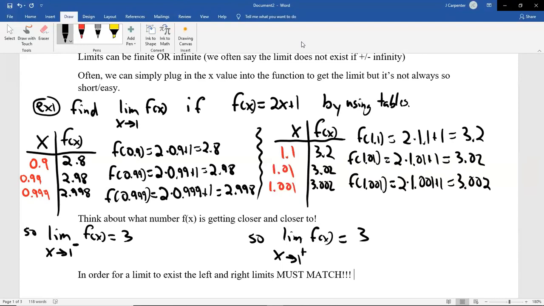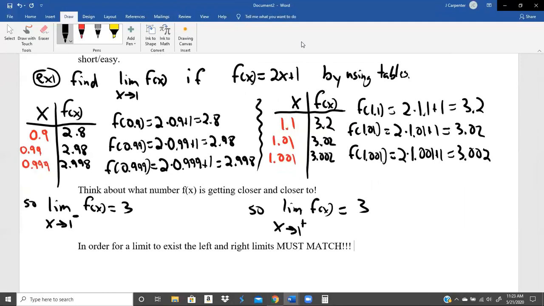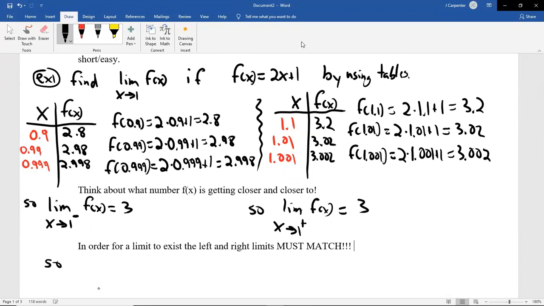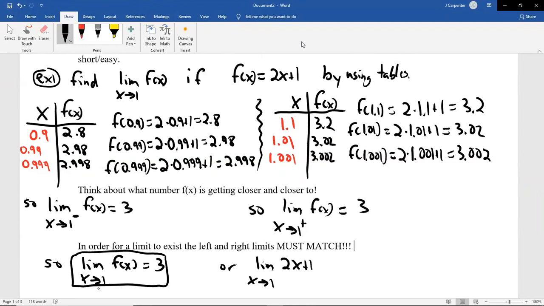So what we can say is, the conclusion of this problem is, the limit as x approaches 1 of our particular function is 3, because those numbers matched. And if you want to write what the function is, you can. You can say the limit as x approaches 1 of 2x plus 1 equals 3. You can use the function notation, or you can actually write in the function. Both of those are acceptable.